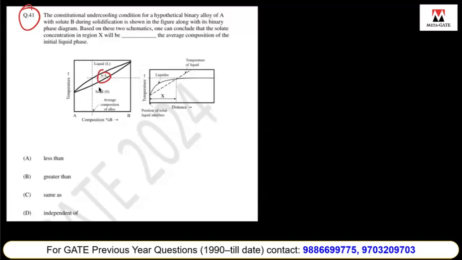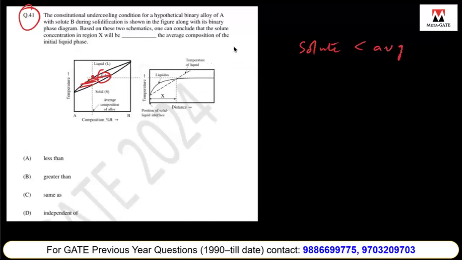So in region X, which represents a specific temperature, the position of the solid and liquid interface is clear, and it falls between the regions of S and L. So as you are cooling from this temperature, at each temperature, the solute concentration in solid is always less than that in liquid. So the solute concentration will be less than the average composition of the initial liquid phase. Here you see the solute concentration will be less than the average composition, on an average.